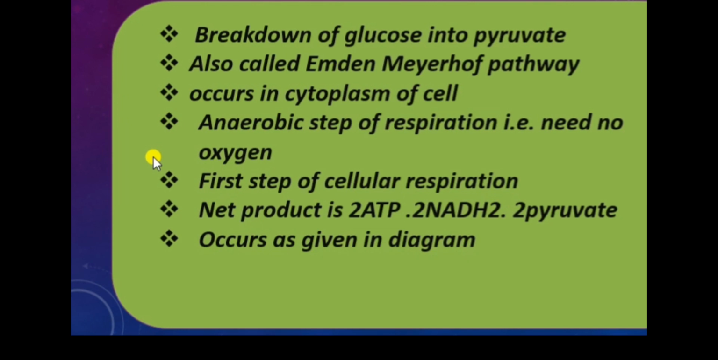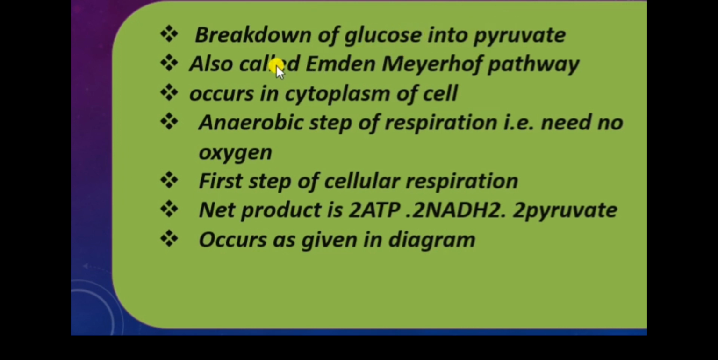Let me discuss with you the most important topic of bioenergetics, that is glycolysis and its pathway in detail. Actually, glycolysis is the first step of cellular respiration in which there is breakdown of glucose into 2 pyruvate molecules. It is that step of cellular respiration in which the breakdown of glucose occurs into a 3-carbon compound called pyruvate. So the breakdown of glucose into a 3-carbon compound called pyruvate is called glycolysis.